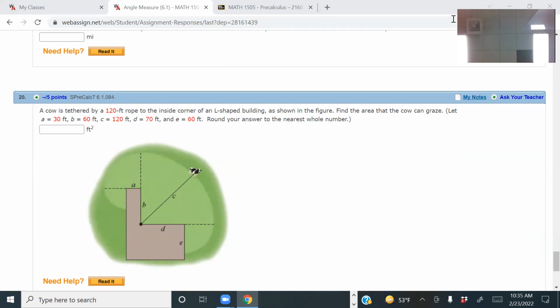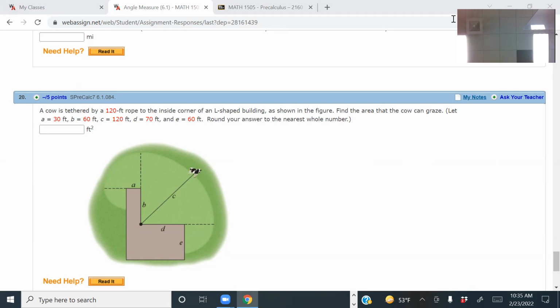And now we want to keep the cow alive, right? So the cow has to have a sufficient area to graze, okay? And so that's what we're interested in computing here: the area, in square feet, I guess, because all those units of measure are given in feet.